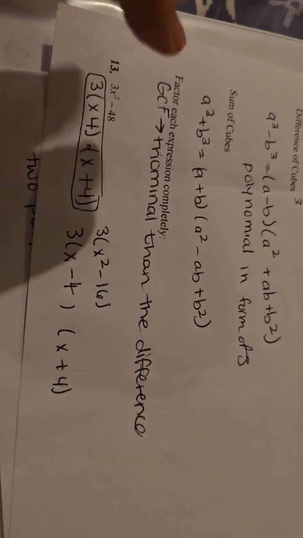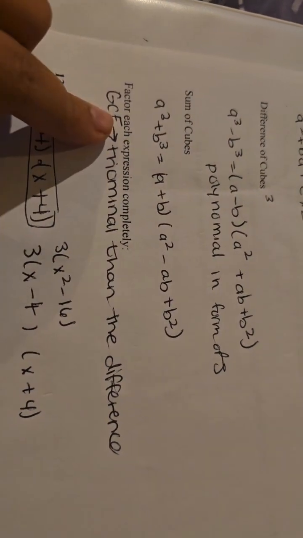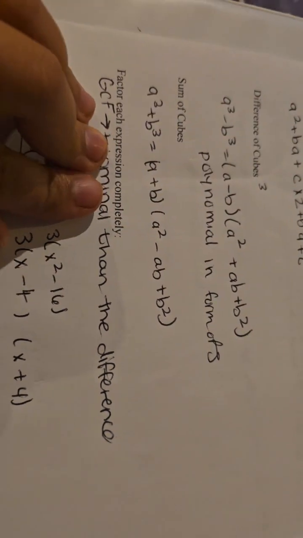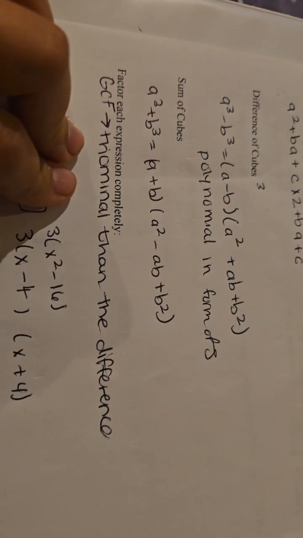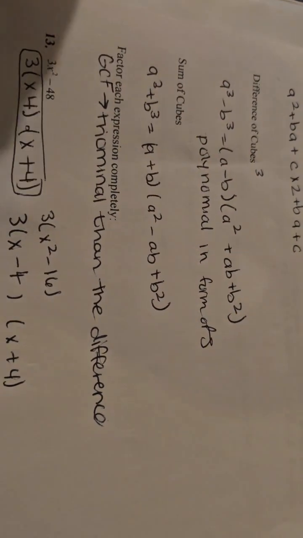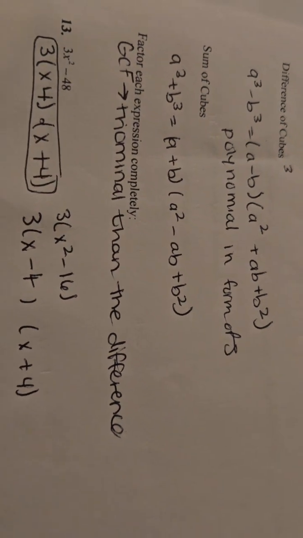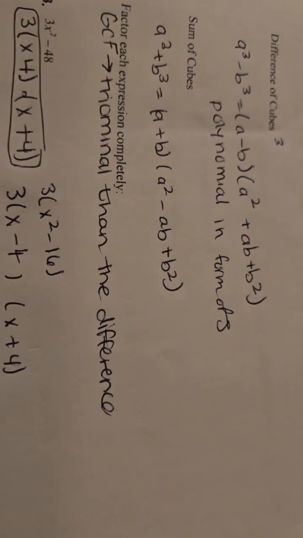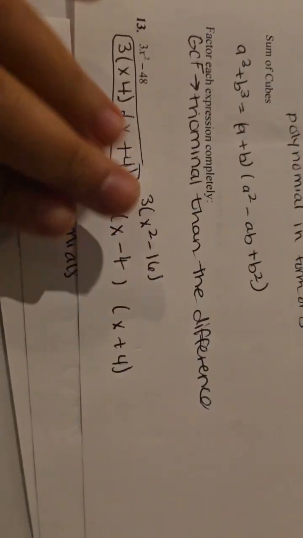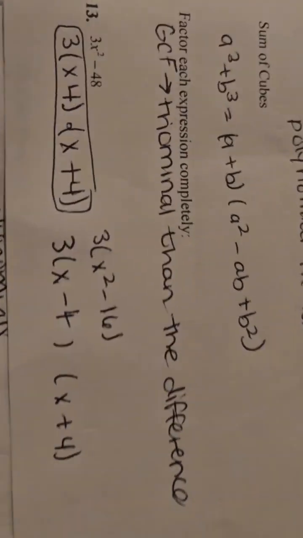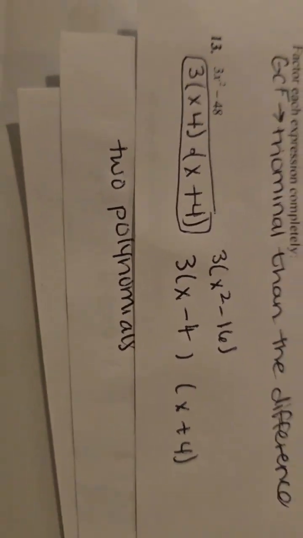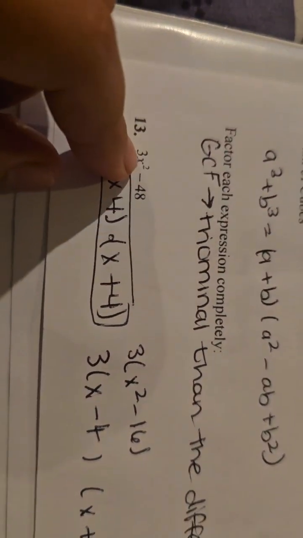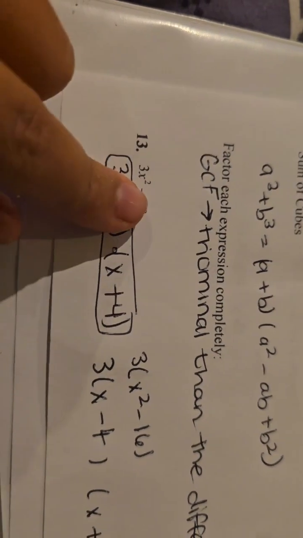So, factor each expression completely. The greatest common factor would move to the trinomial, then the difference. So it's just an order way of doing things. Here we have 3x to the power of 2 minus 48.